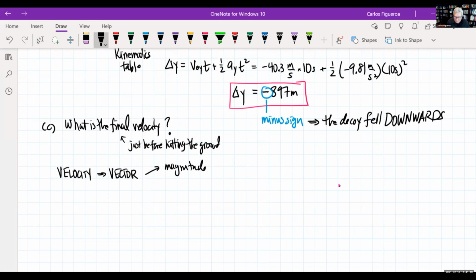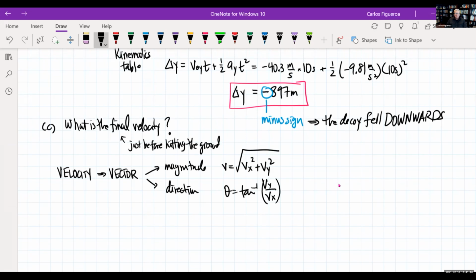What do I mean by magnitude? I want the velocity to be the velocity when it hits, right before it hits the ground, horizontally and vertically. And then the other piece, of course, is the direction. And of course, the direction is the inverse tangent of y over x. So that's what we need to do here.